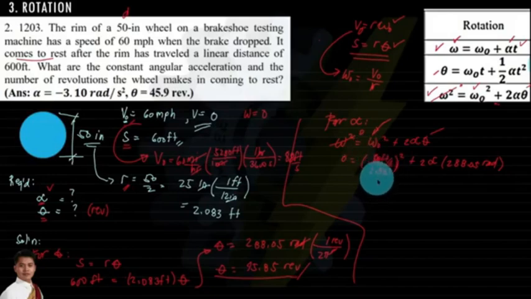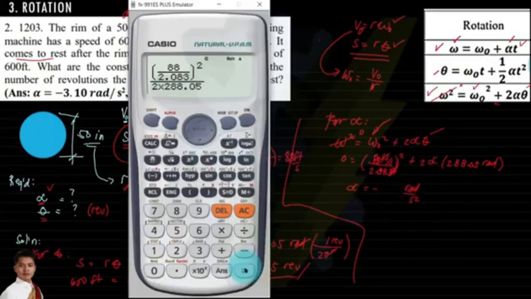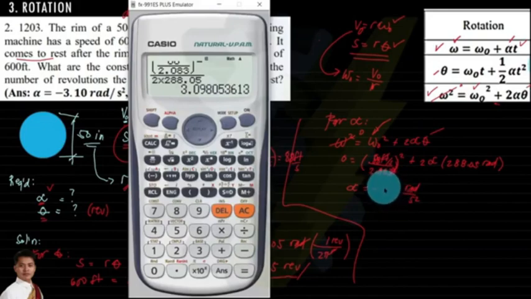So V sub o is 88 feet per second over our R, which is 2.083. Take note, again, this quantity is from this equation, so this is in feet. And if you have feet per second over feet, the unit for angular velocity is radian per second. Then radian for theta, the unit for the angular acceleration is always radian per second square. So solving for alpha here, that is negative. So this is equal to 3.098 or 3.1 radian per second square.